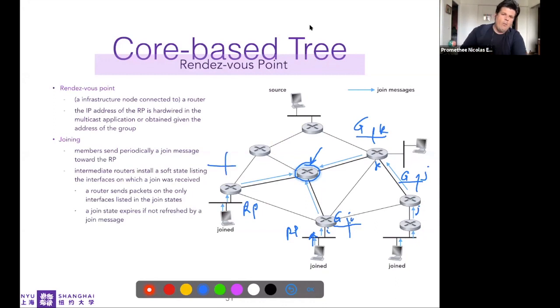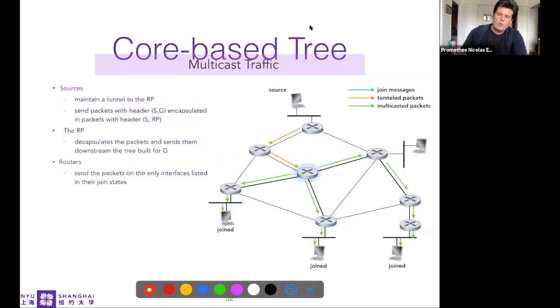Which means that now, when I have a source, what will the source do? She will start sending to the core. And from the core, I'm going to multicast the traffic depending on the states that I installed at the routers. So do I need to prune? No need to prune, because the only branches are the ones that lead to receivers.